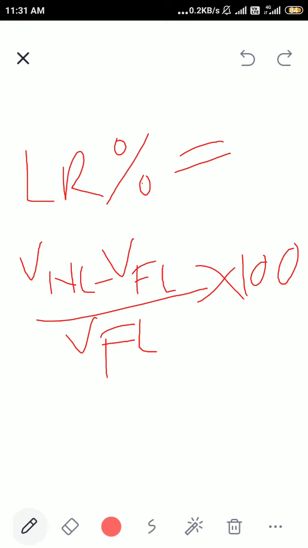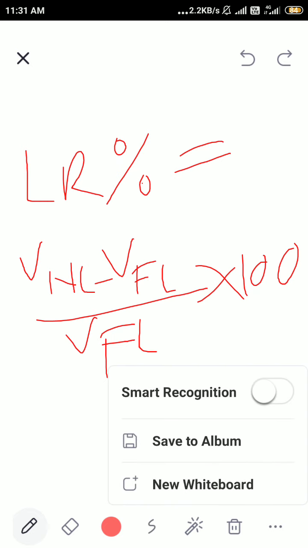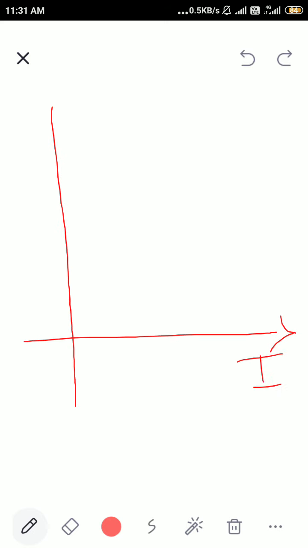The percentage of load regulation of a power supply should ideally be equal to 0, and practically it should be as small as possible. The load voltage can be plotted graphically against the load current. The graph is called the regulation characteristics of the power supply. It is drawn with load current IL on the x-axis and load voltage VL on the y-axis. As the definition says, it shows the change in output voltage when the load current changes from zero load to maximum load.